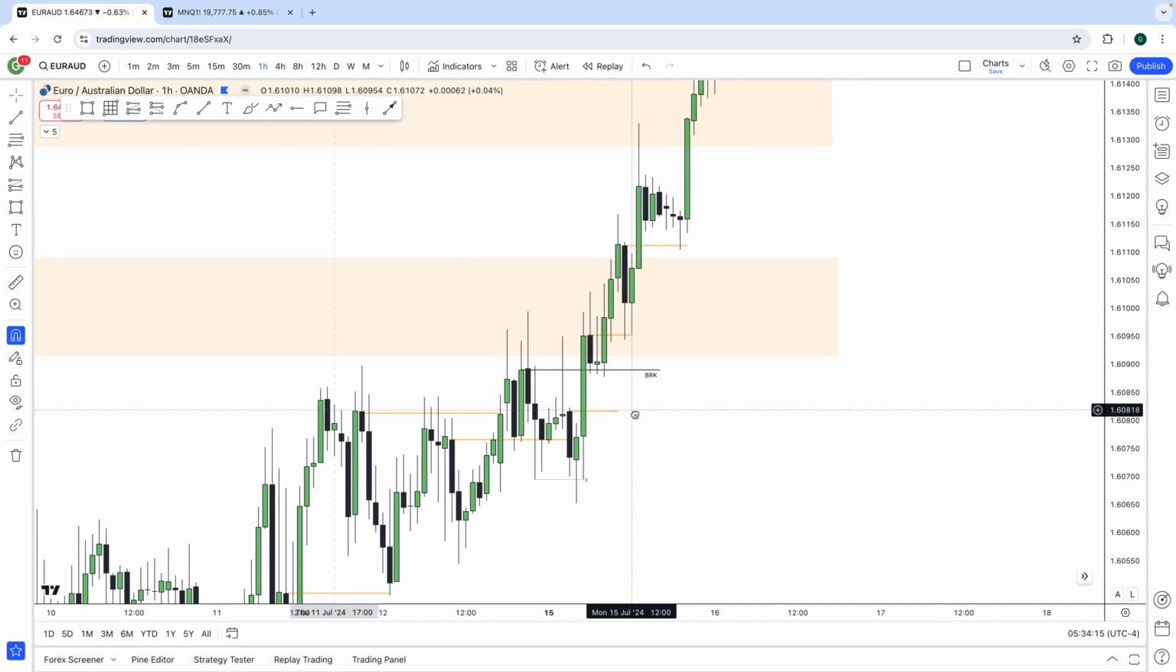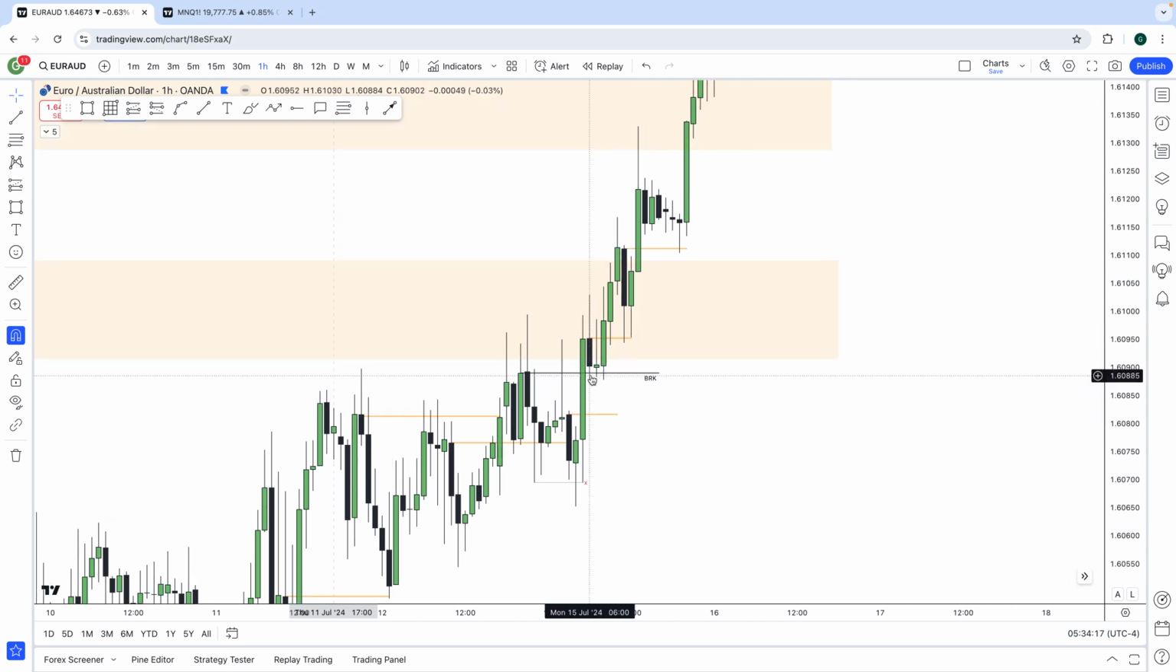And what is a higher probability order block? If it forms off of a key level, which is this bullish fair value gap. See this down close candle, price respects that.